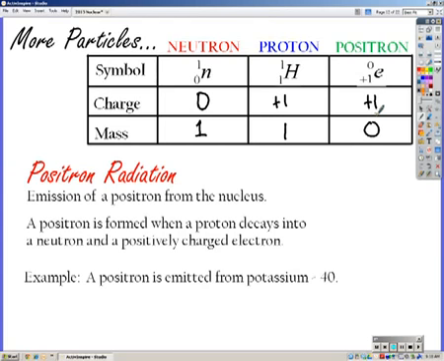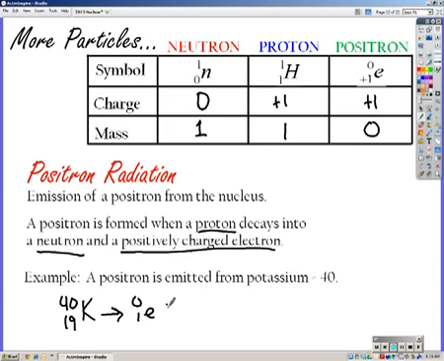A positron is a little weird. It's a proton decays into a neutron and a positively charged electron. So a positron is a positive electron. So in our example, we have a positron is emitted from potassium 40. So we'd have 40 on top, potassium is K, with an atomic number of 19. It emits a positron, which is 0, 1 e.